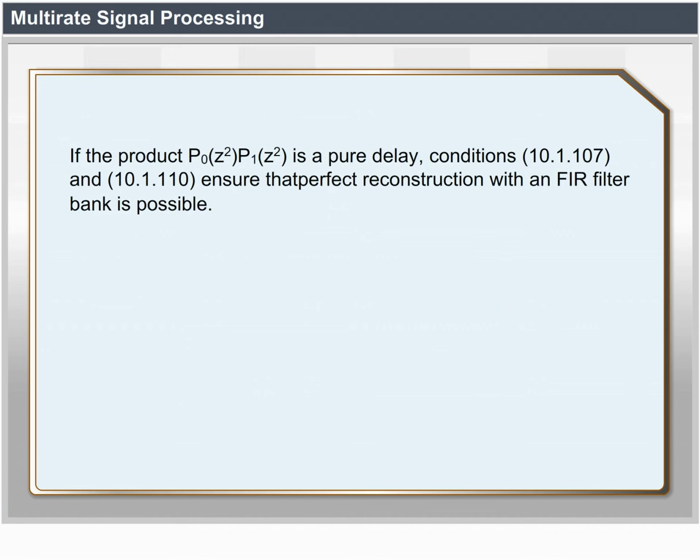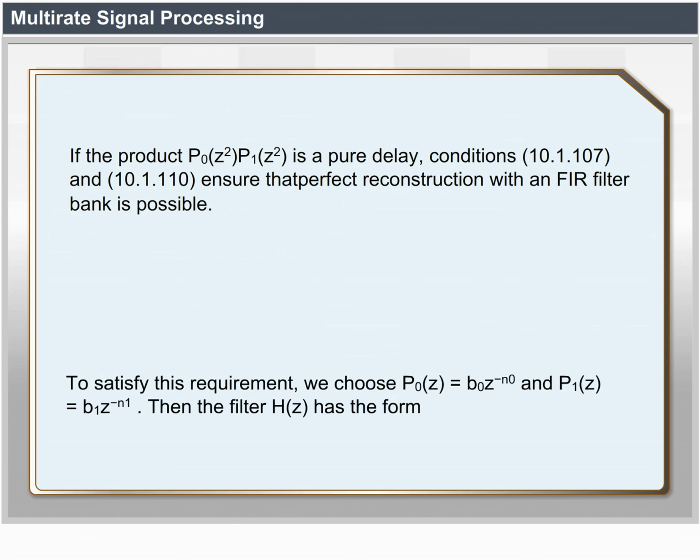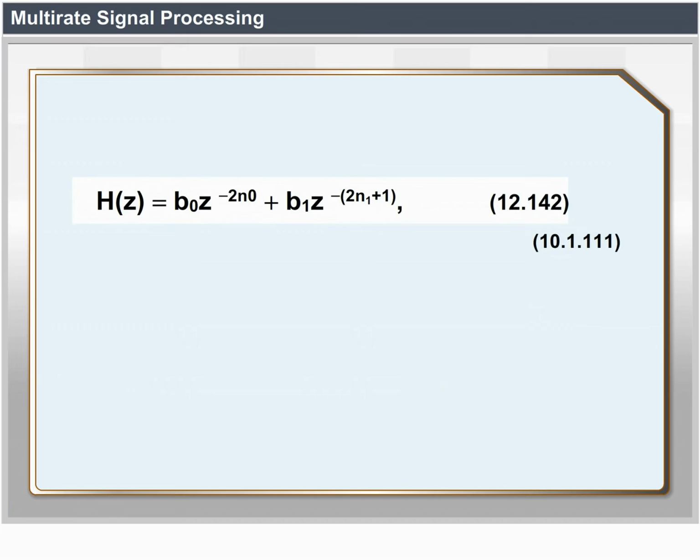To satisfy this requirement, we choose P0 of z equal to b0 into z power minus n0 and P1 of z equal to b1 into z power minus n1. Then the filter H of z has the form H of z equal to b0 into z power minus 2n0 plus b1 into z power minus 2n1 plus 1, called equation number 10.1.111, which is of limited practical usefulness. In conclusion, there are no practical alias free FIR QMF banks with perfect reconstruction.